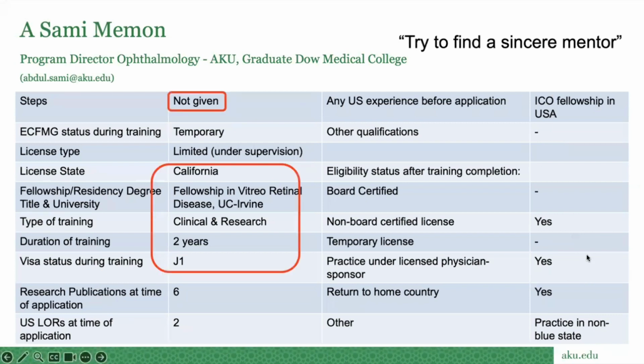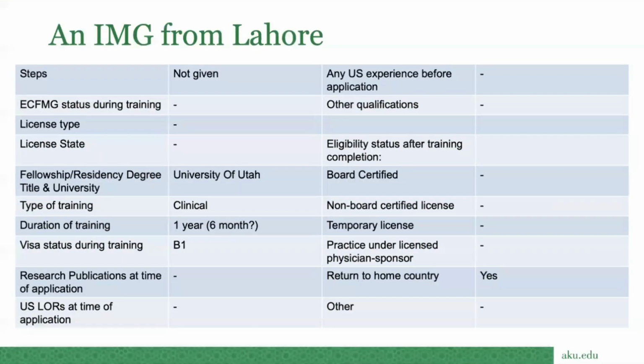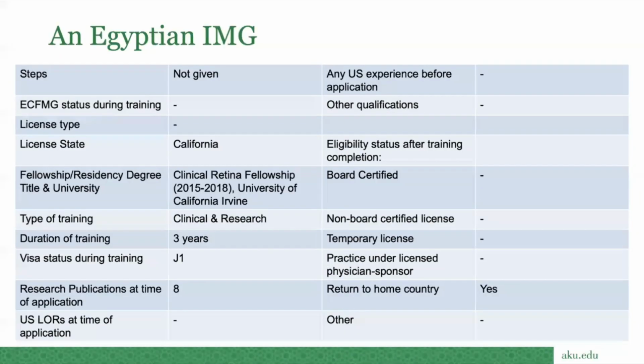So he came back, but these were his credentials, and you can see he went there without USMLE. A 2 year fellowship in UC Irvine without USMLE. It was a good experience for him. He learned a lot and he came back. And then I know another IMG from Lahore. He also did not give his USMLE. He did a 6 month clinical fellowship on uveitis at the University of Utah on a B1 visa. Again, he opted to come back. If he had wanted to stay there, he would need to fulfill the licensing requirements of USMLEs.